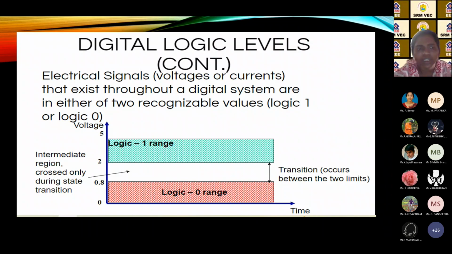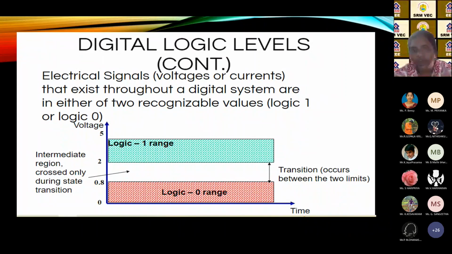So in between that, 0.8 to 2 is called state transition, but it is not the case for all the digital systems because based on the programmer or the designer circuit, the range may vary. Okay, it's not only 2 to 5; in some circuits, it is taken as 1.5 to 5, in some circuits it is taken as 0 to 1. So it is all about the designer and the system.